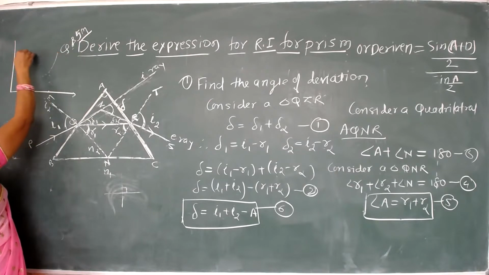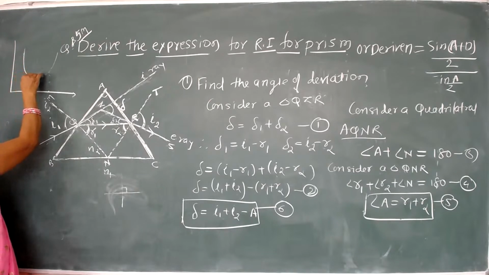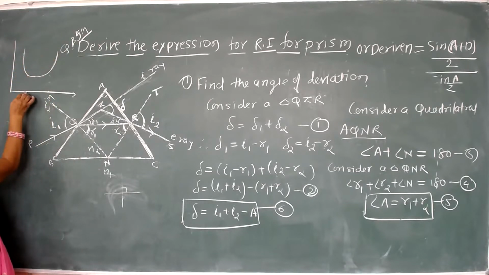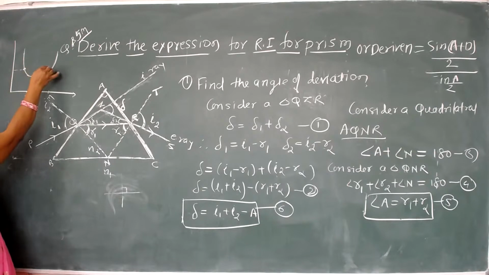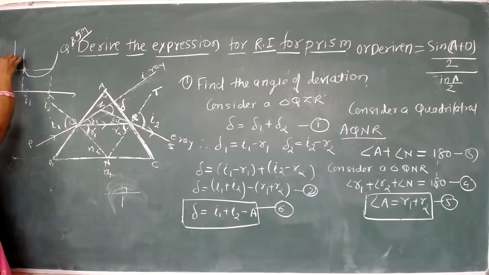So this is known as the graph which relates the angle of incidence and the angle of emergence. For a particular angle, suppose we consider the deviation where I1 and I2 are both the same. That is known as the minimum deviation.